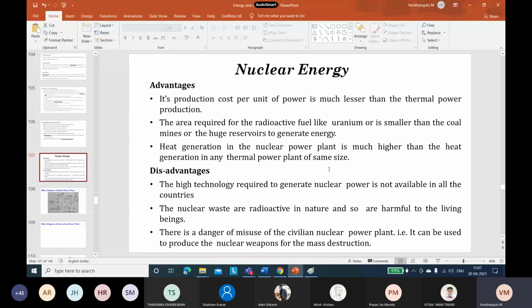Do you have any queries with the nuclear power plant? Do you want to discuss anything? Okay, any doubts in the nuclear power plant? If you don't have any doubts, then we will discuss the diesel power plant.